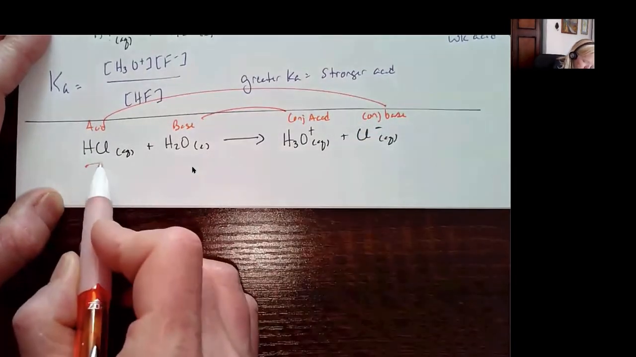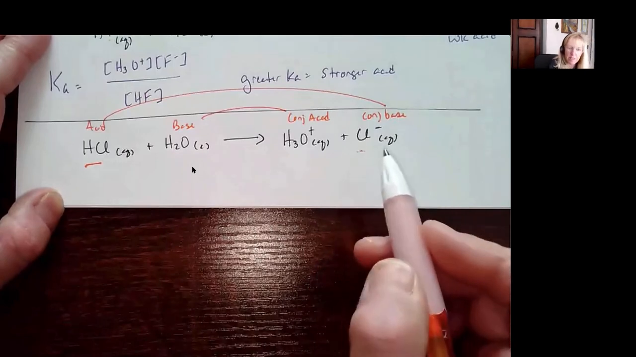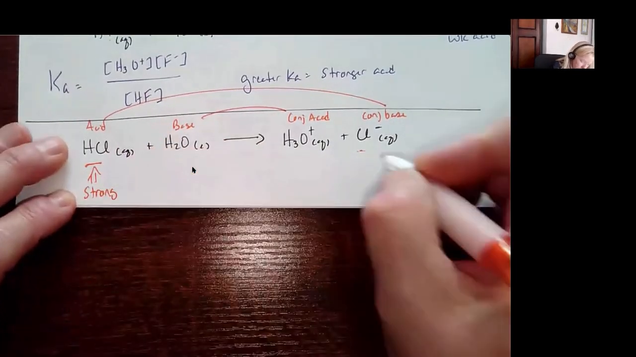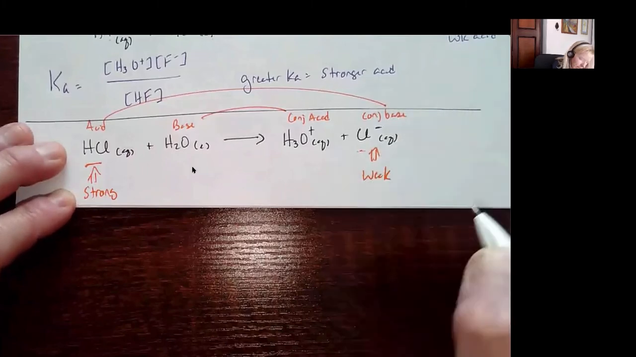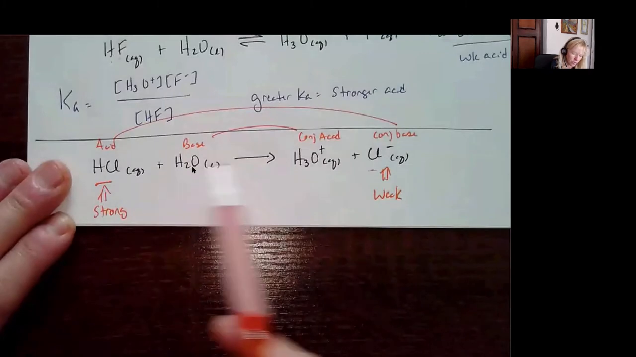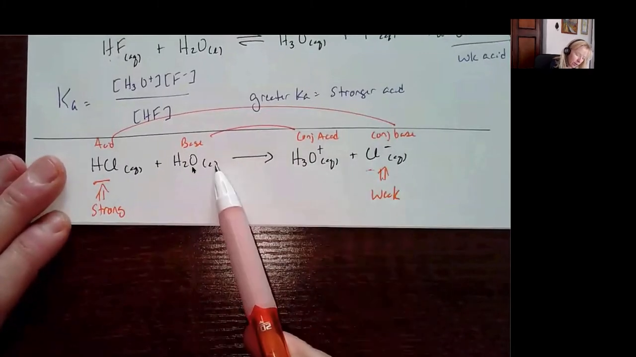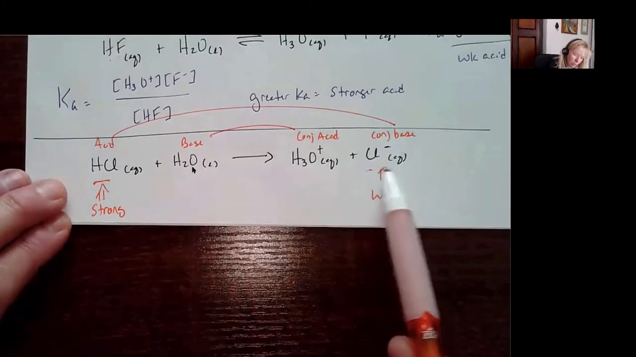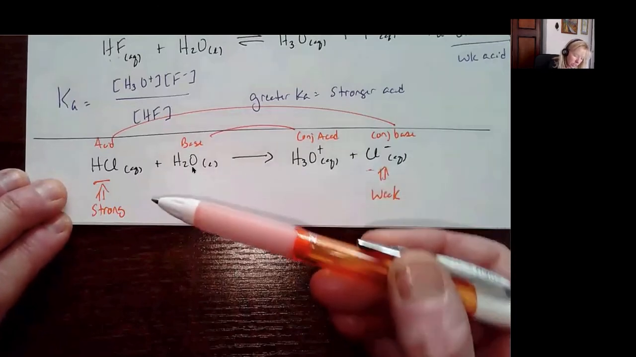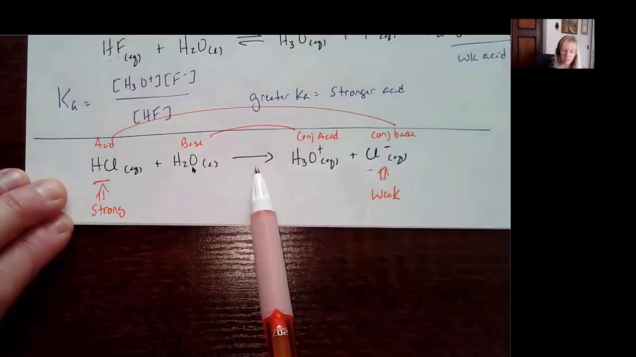The stronger this is, the weaker this is. So if this is strong, my conjugate acid is strong, my conjugate base is going to be weak. If this is weak, this is going to be stronger. Weak, stronger, stronger, weak, because I'm not going to go in reverse. For this to be a strong base, it has to pick up a hydrogen and go in this direction, and it's not going to because this is a strong acid.